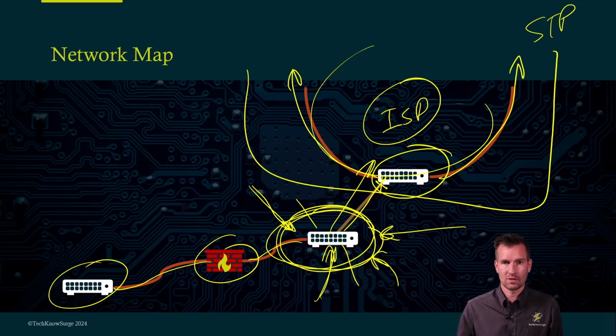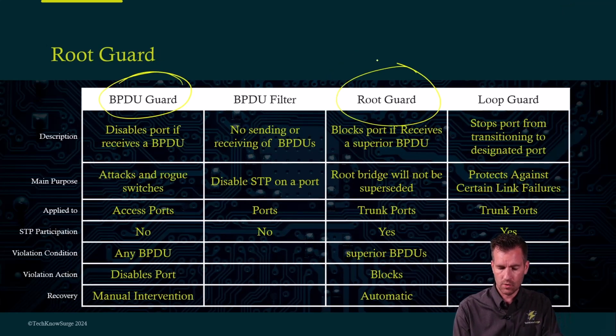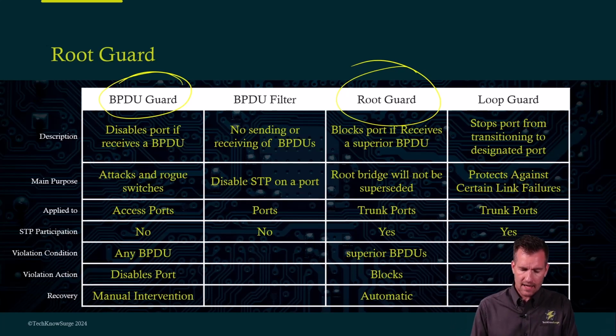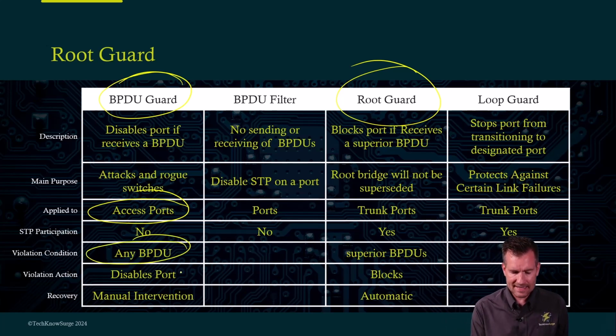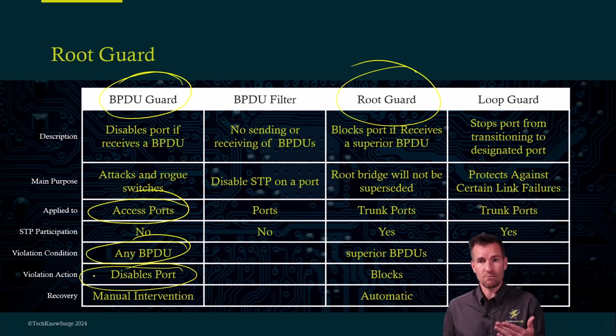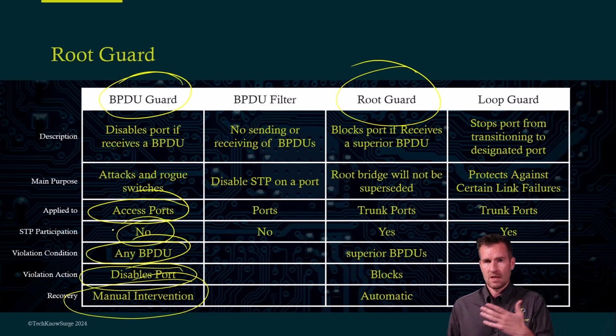So a question that often comes up is, what is the difference between a BPDU guard and a root guard? And they serve very different purposes. A BPDU guard is really for access ports, and it's to protect those ports that have PortFast turned on, so that if it does receive any BPDU, it will disable that port, and then you have to manually go in there and shut down that port and turn it back on. So these are for ports that are never going to participate in STP.